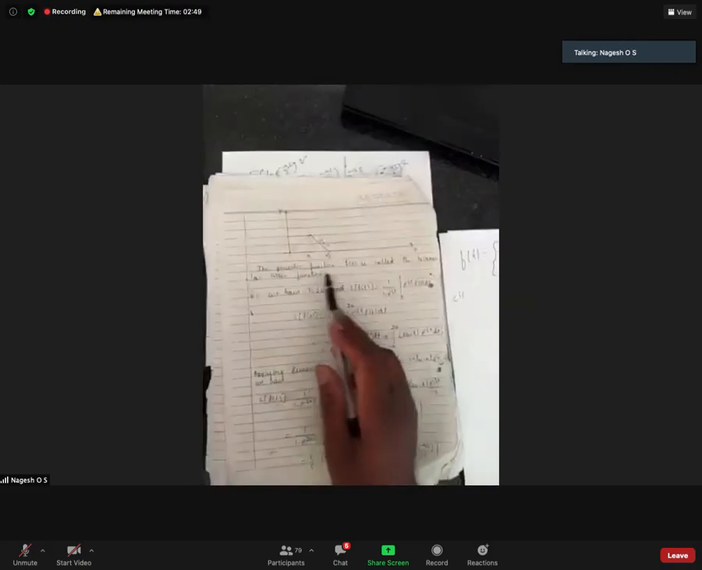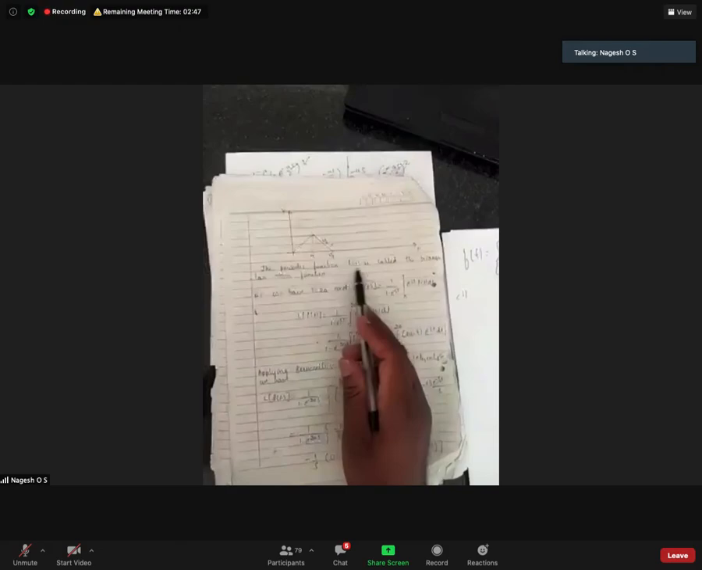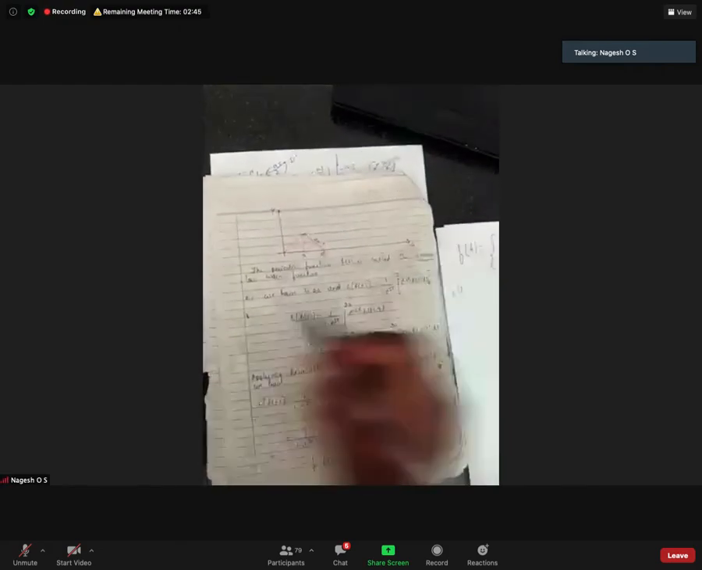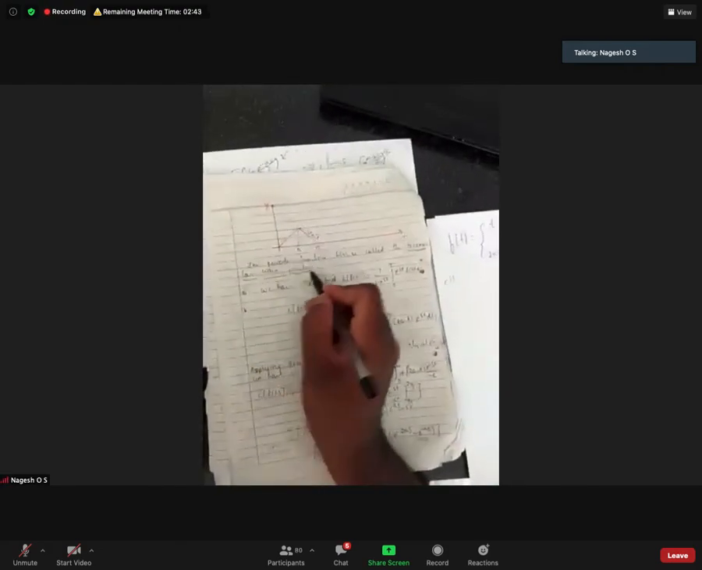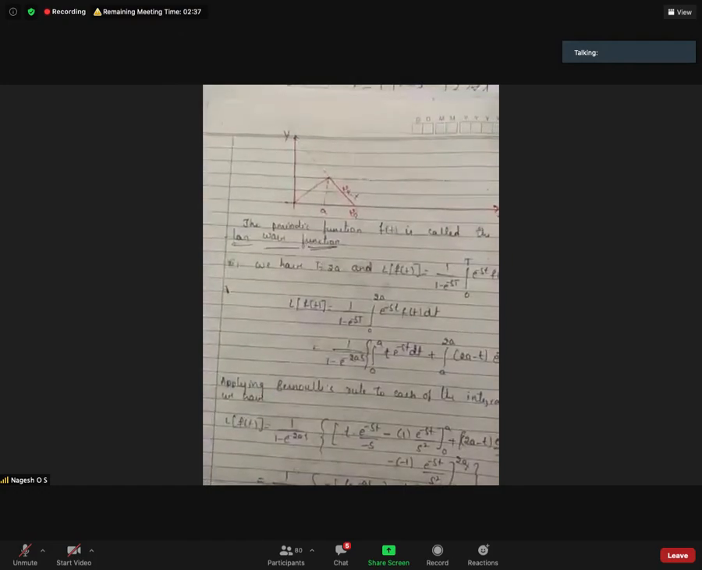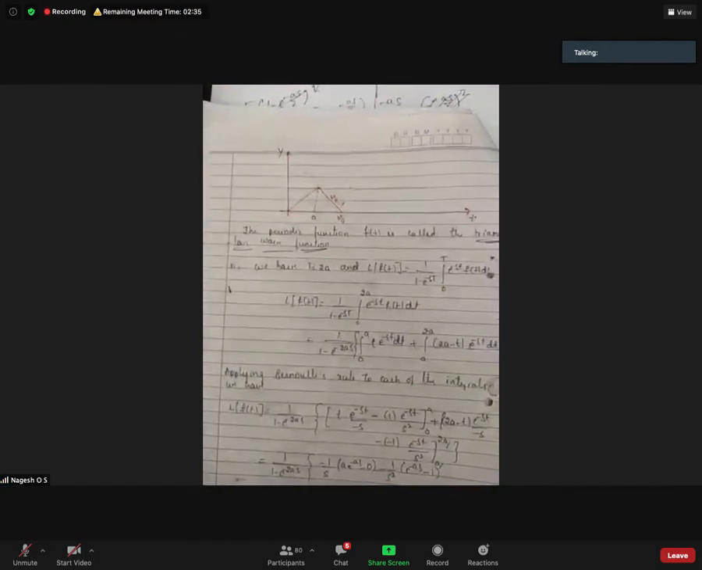The periodic function f of t is called a triangular wave function. This function is called the triangular wave function. Okay, first part understood: triangular wave function.